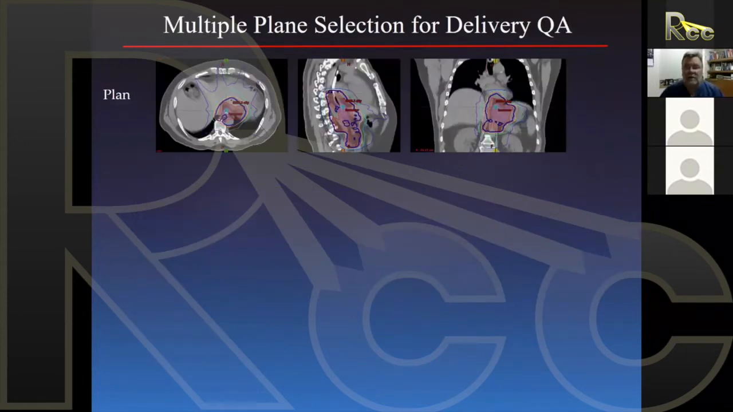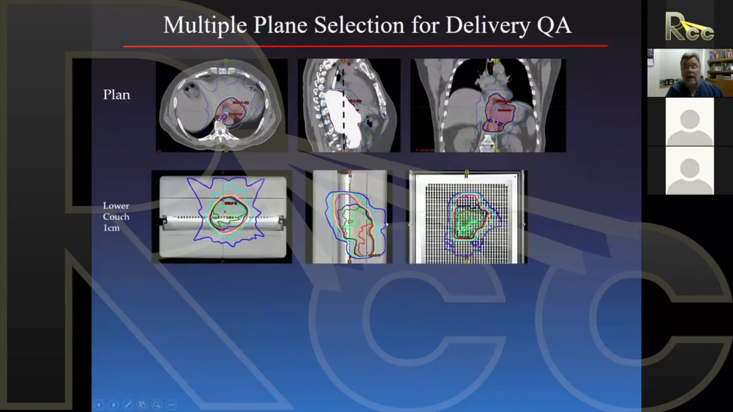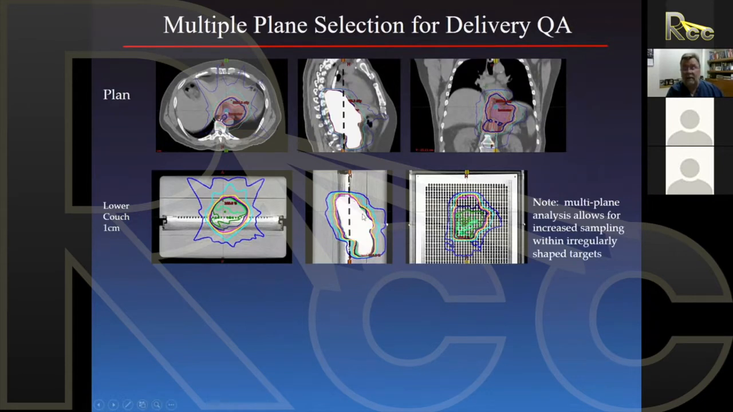Multiple plane selection for delivery QA. So here's a plan that has axial, sagittal, coronal distribution. We're interested in the high dose region here, so I've outlined it in white and shown this would be the plane of isocenter. This would put us in the high gradient region, which we may or may not wish to look at. If we lower the couch 1 centimeter, now that same plane avoids that higher gradient region, which may afford us some information.